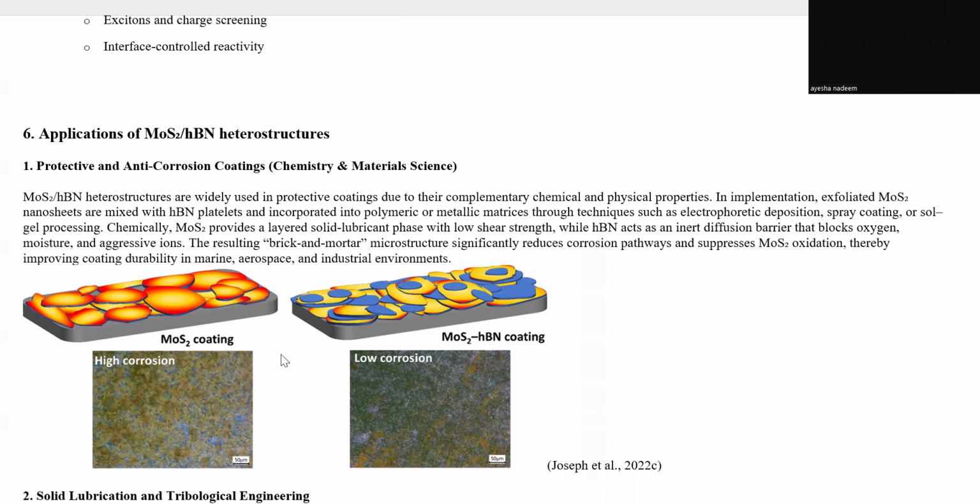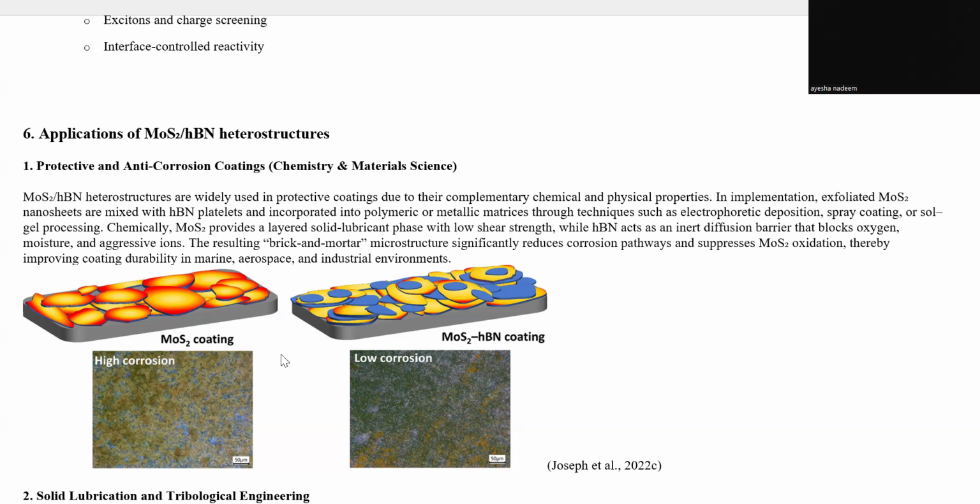As we have discussed earlier, the molybdenum disulfide and hexagonal boron nitride structures, heterostructures, are widely used in protective coatings due to their complementary chemical and physical properties. In implementation, exfoliated MoS2 nanosheets are mixed with HBN platelets and incorporated into polymeric or metallic matrices through techniques such as electrophoretic deposition, spray coating, and sol-gel processing.